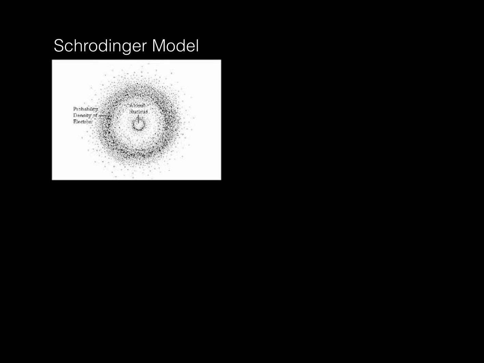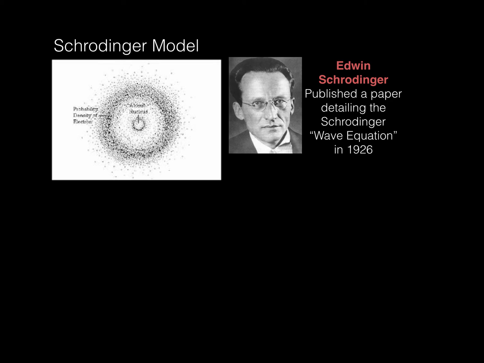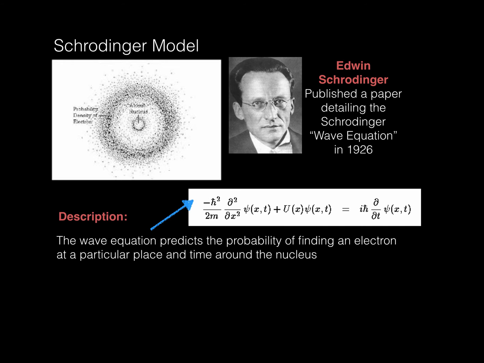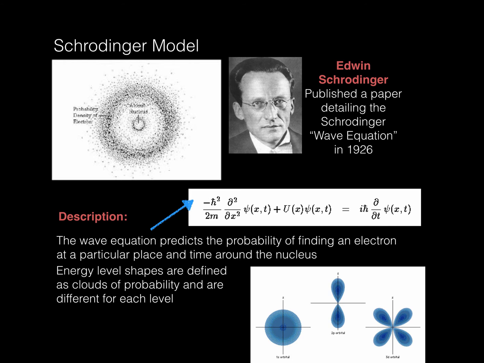Our current model of the atom is the Schrödinger model of the atom. It is developed by Erwin Schrödinger, who published a paper detailing the Schrödinger wave equation in 1926. This is the wave equation. It's quite complicated and involves a lot of calculus. The wave equation predicts the probability of finding an electron at a particular place and time around the nucleus. Energy level shapes are defined as clouds of probability and are different for each level.